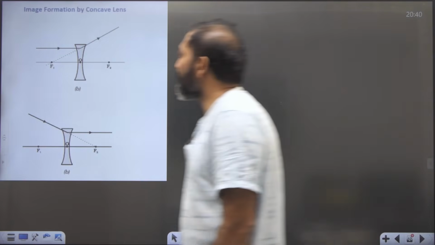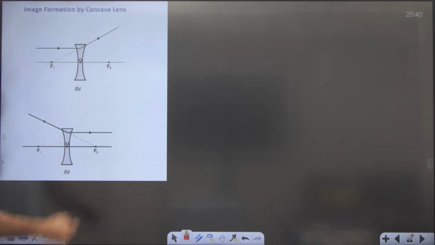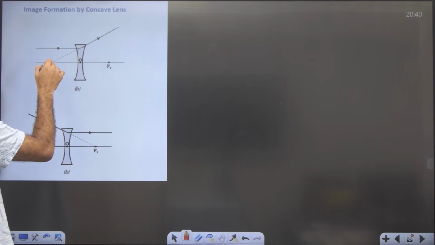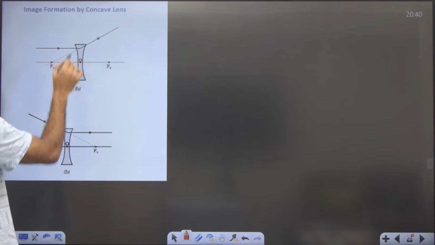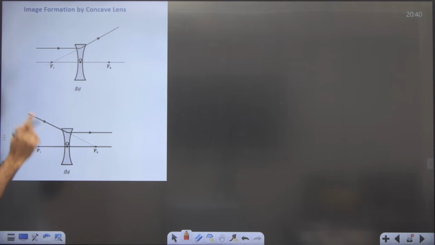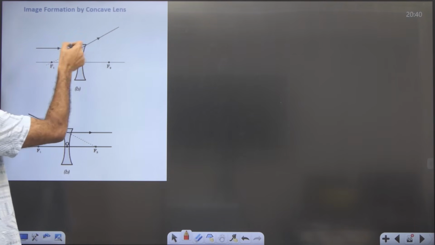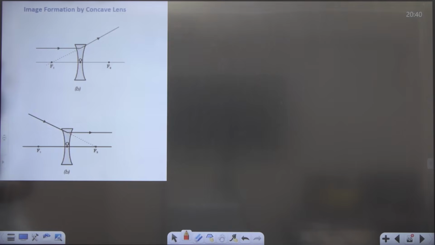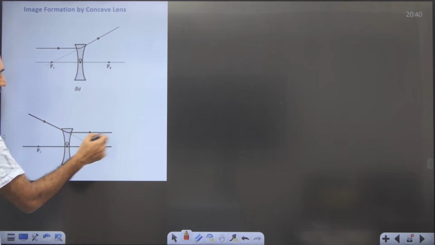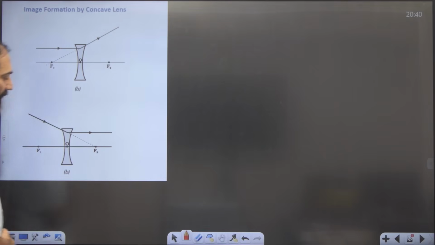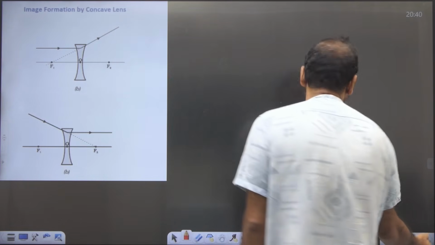Next, image formation by concave lens. See, concave lens. It appears to diverge away from principal focus if the incident ray is parallel to principal axis. Again, I am telling, if the incident ray is parallel to principal axis, it appears to diverge away from the principal focus f1. Now, second case, when the light ray is falling at an angle at a concave lens, after refraction it goes parallel to principal axis.